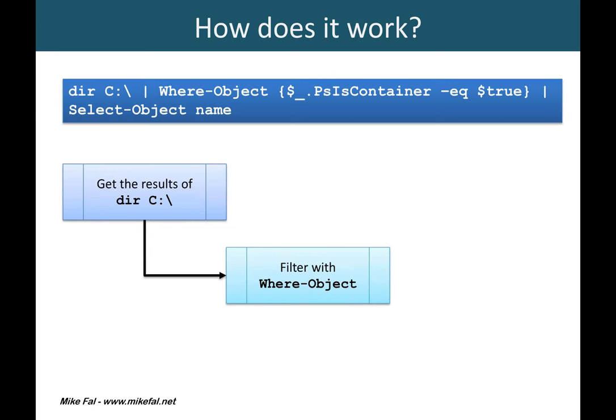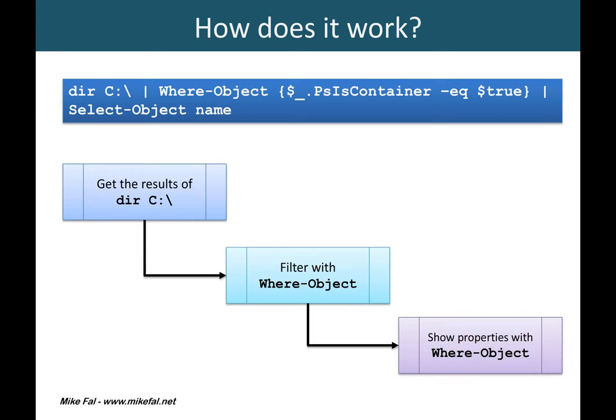Then we take that, and I apologize, I still haven't fixed this slide. It says show properties with where object. Actually, we're showing the properties with select object. Select object is much like a select statement in SQL, where we're basically saying, show me only the name. So this whole big statement basically says, look up everything in the C drive, filter out everything but the directories, and then show me just the names of those directories.